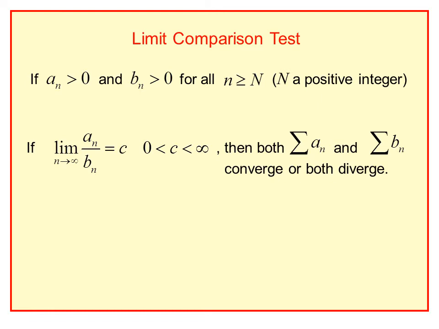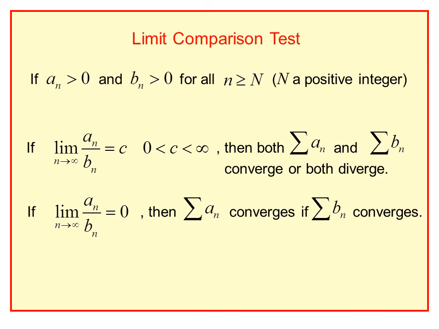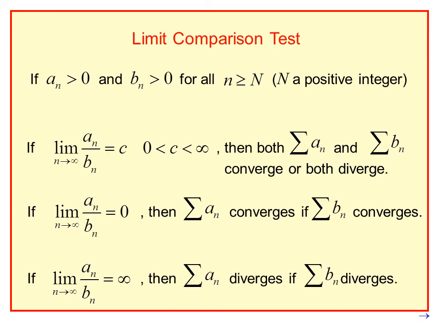is between 0 and infinity, then both the summation of a sub n and the summation of b sub n converge or both diverge. If the limit as n goes to infinity of a sub n over b sub n equals 0, then the summation of a sub n converges if the summation of b sub n converges. If the limit as n goes to infinity of a sub n over b sub n equals infinity, then the summation of a sub n diverges if the summation of b sub n diverges.